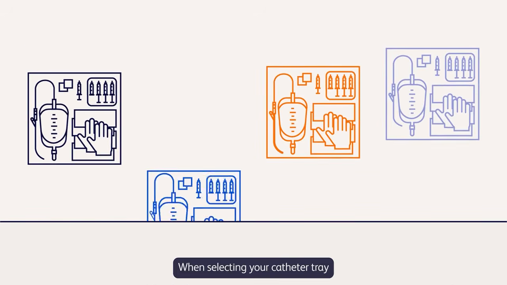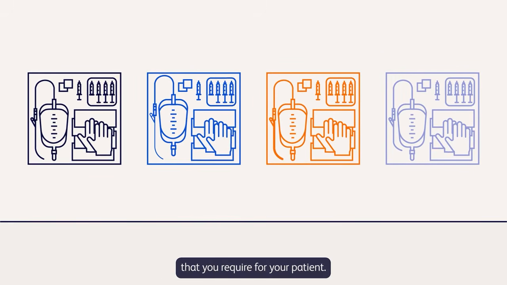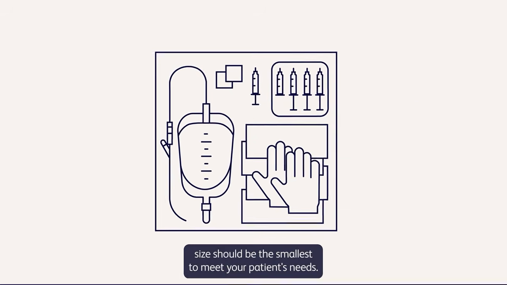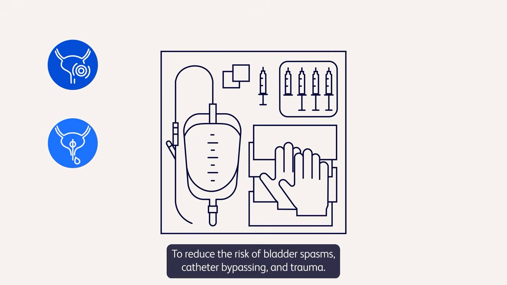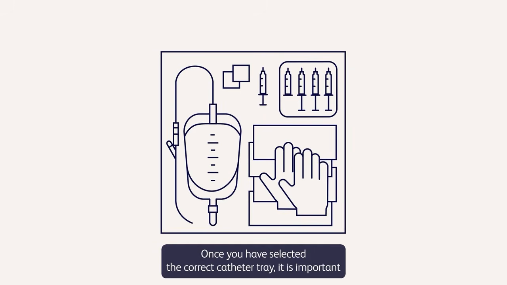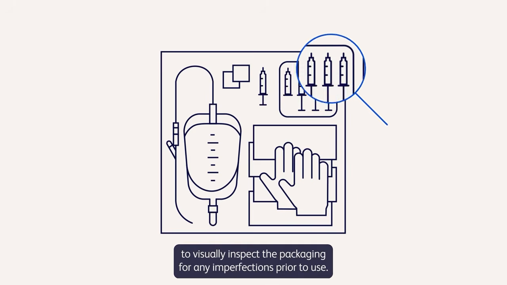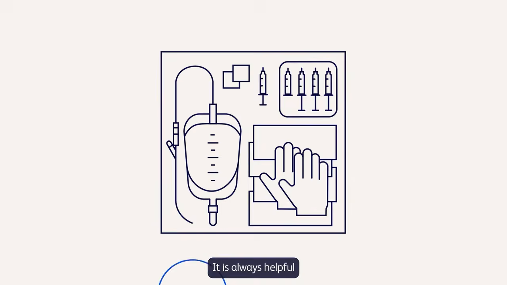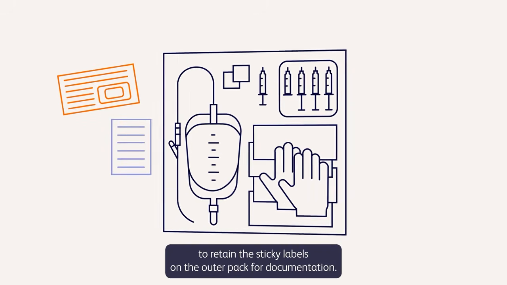When selecting your catheter tray, it is important to select the correct type of catheter and drainage system that you require for your patient. The catheter size should be the smallest to meet your patient's needs to reduce the risk of bladder spasms, catheter bypassing, and trauma. Once you have selected the correct catheter tray, it is important to visually inspect the packaging for any imperfections prior to use. It is always helpful to retain the sticky labels on the outer pack for documentation.